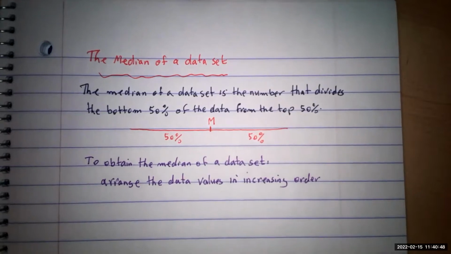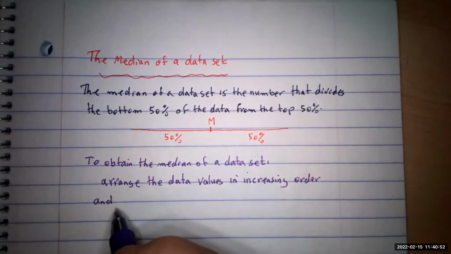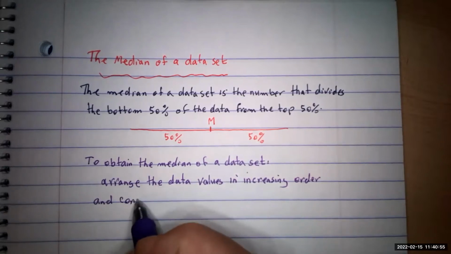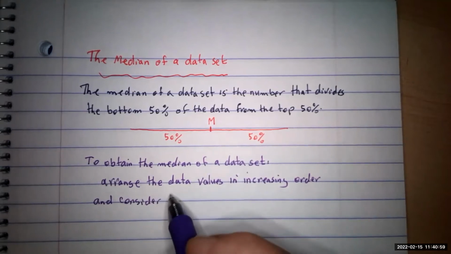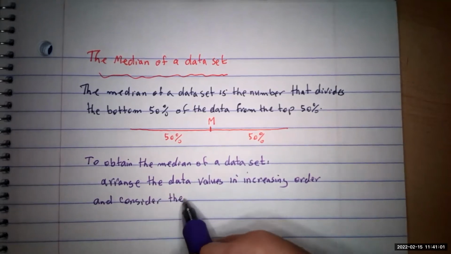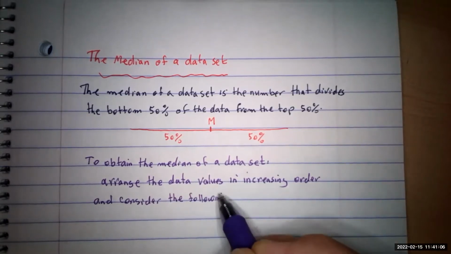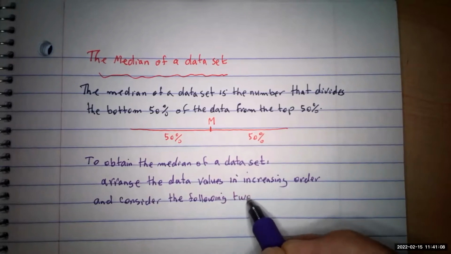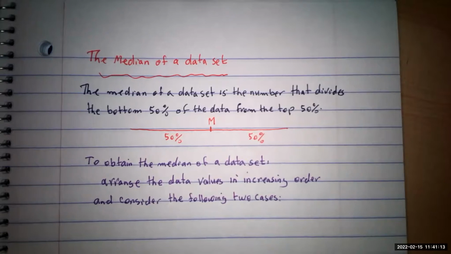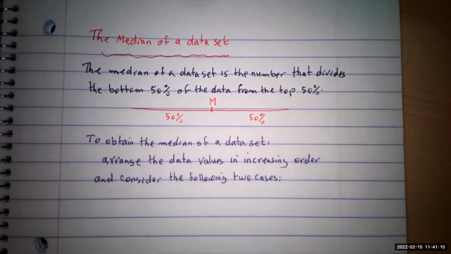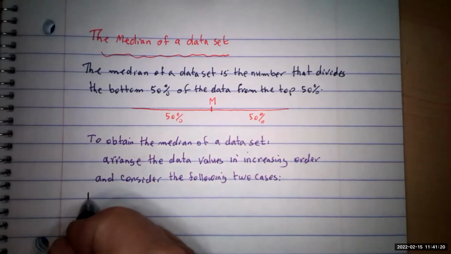And then you are going to have two different cases, depending on whether the number of observations is even or odd. Consider the following two cases. You may have an even number of observations or odd. If it's odd, it's very easy, 50% to the right, 50% to the left. Okay, the first part.